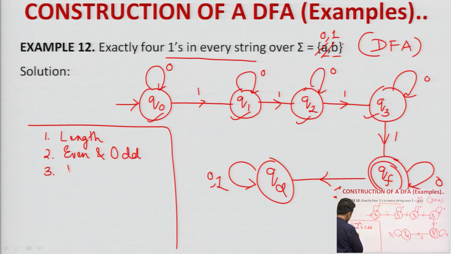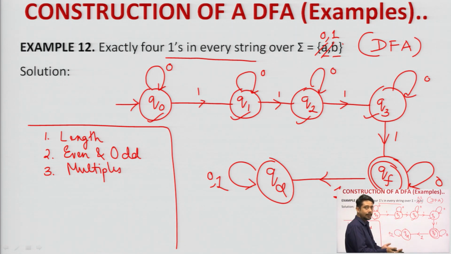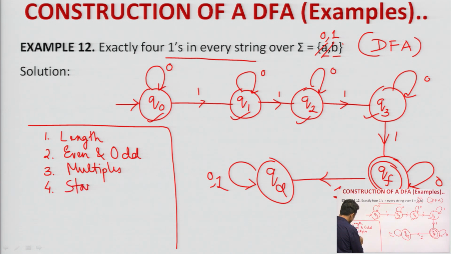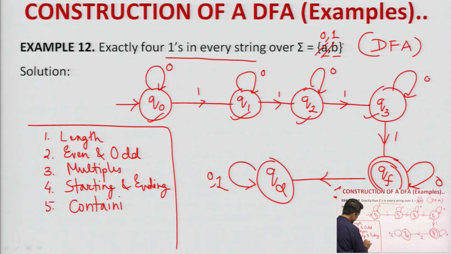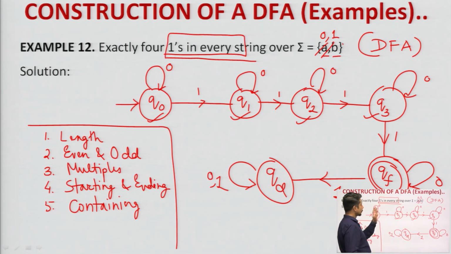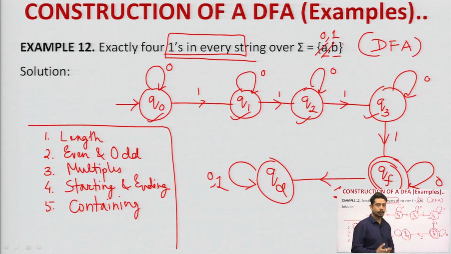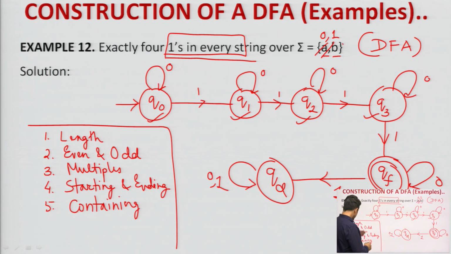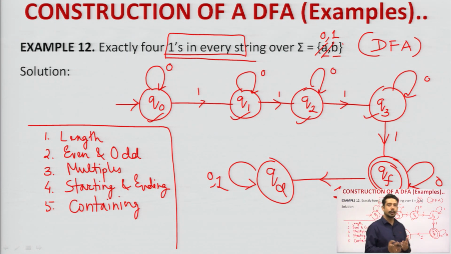Okay. Then we have checked multiples. So, multiples of 3 we have seen. The same way, divisibility by 3, both the concepts are the same. Then we have seen the starting and ending concept, starting with AA, ending with BB, this concept also we have seen. Then we have seen the containing concept. Containing is nothing but this concept, containing exactly 4 ones in every string. So, this is also another concept. Like this, these 5 concepts we have done and a total of 12 questions.